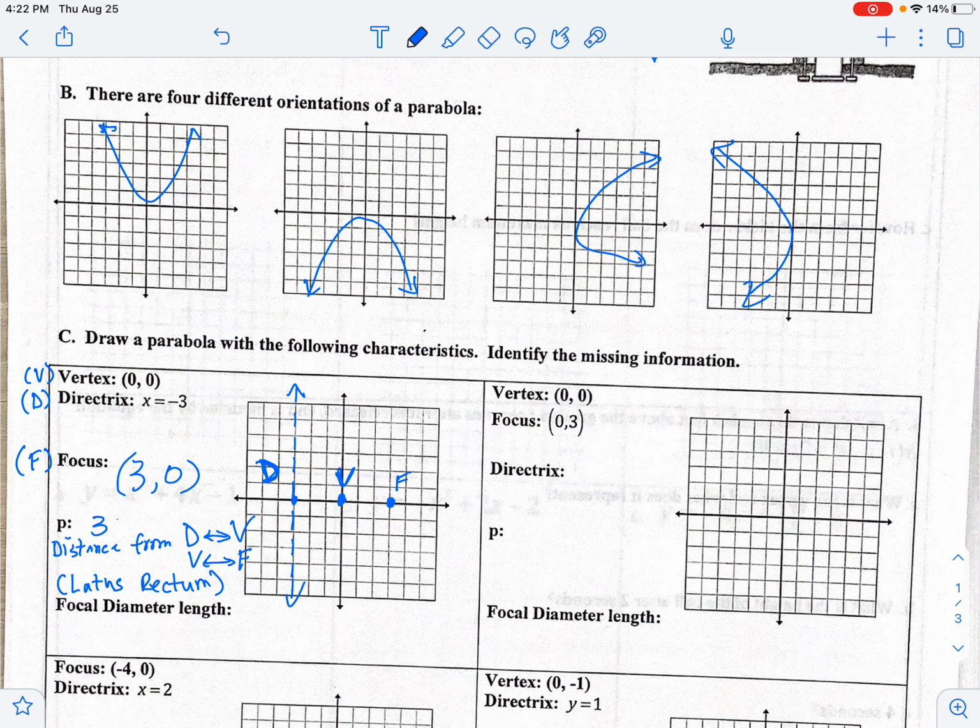Okay. Focal diameter, or the latus rectum, is going to be a formula. It's going to be 4p. So now that we have p, we can find this focal diameter, and I'll show you how we use that. But first, focal diameter will be 4 times p, which is in this case 3. So your focal diameter is 12. Now, focal diameter is pretty much how wide your parabola is going to be. So this parabola is going to be 12 units wide.